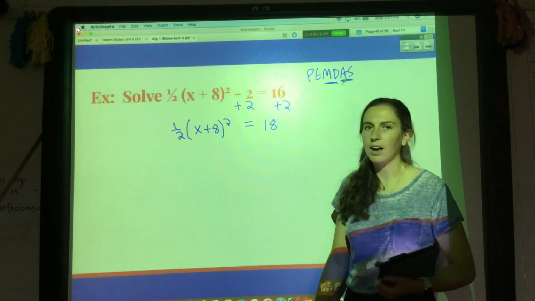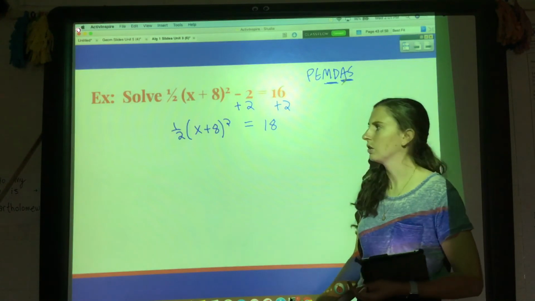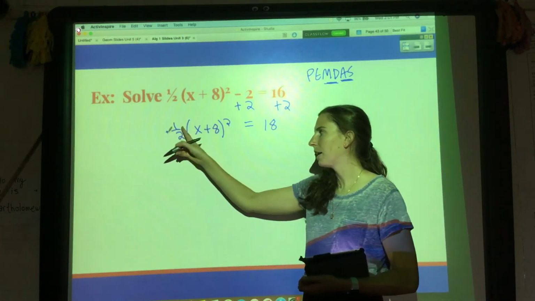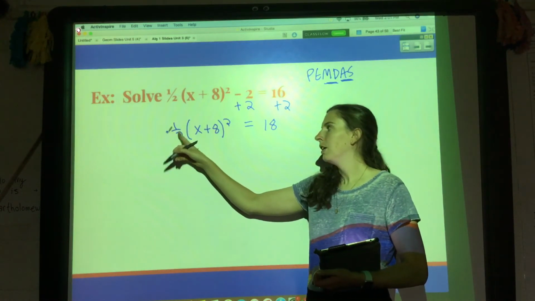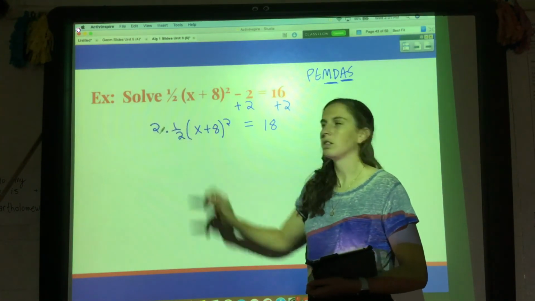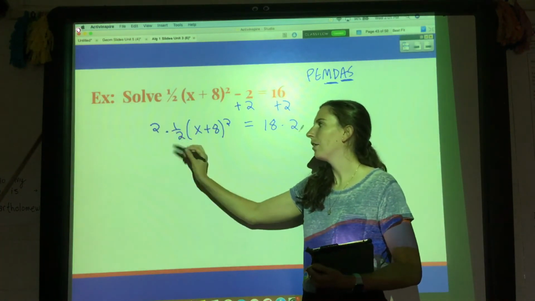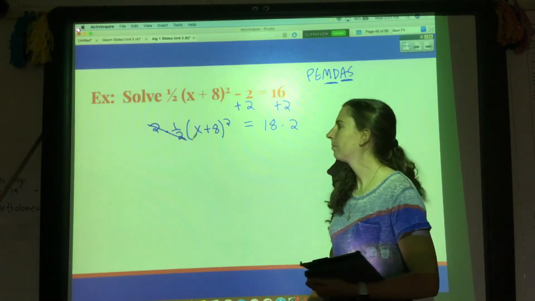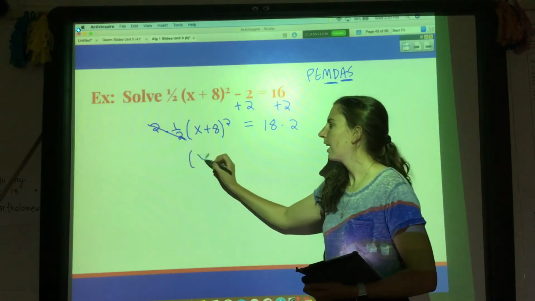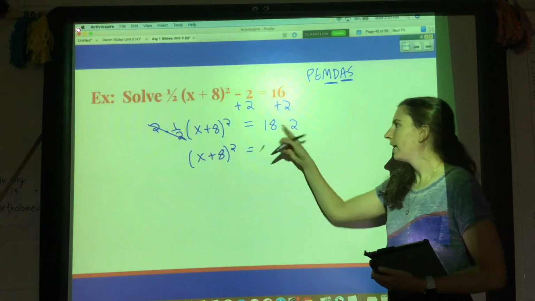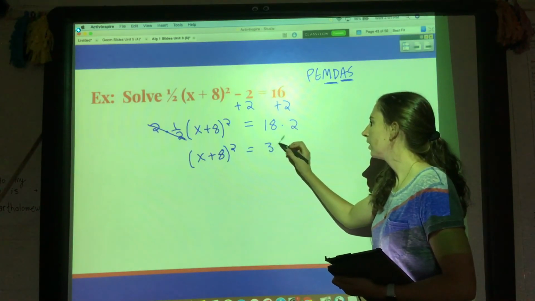To get rid of 1/2, you could divide by 1/2, but that feels a little complicated. To get rid of 1/2, that's really like dividing by a 2. So to get rid of that, multiply by a 2 on both sides. Because 2 times 1/2, that just cancels out, leaving (x plus 8) squared. 18 times 2 would be 36.